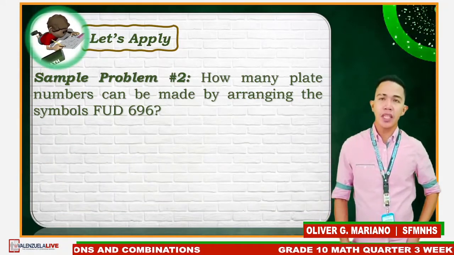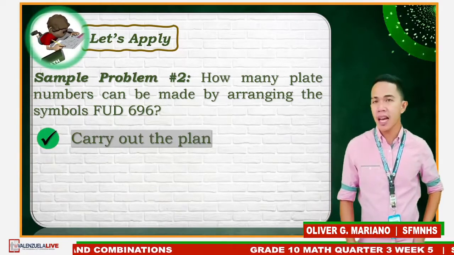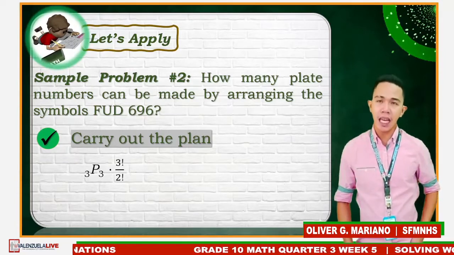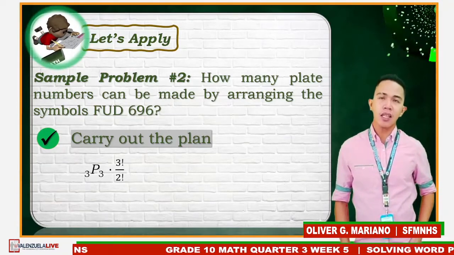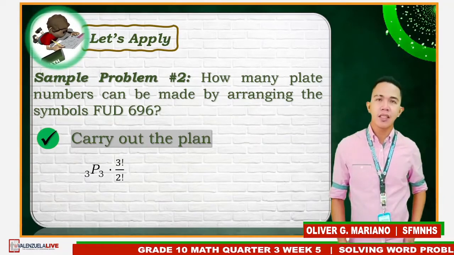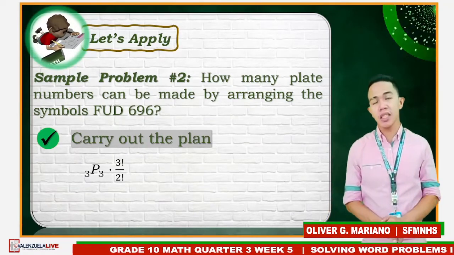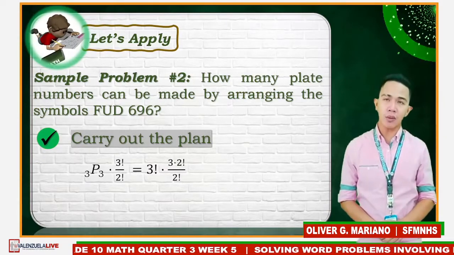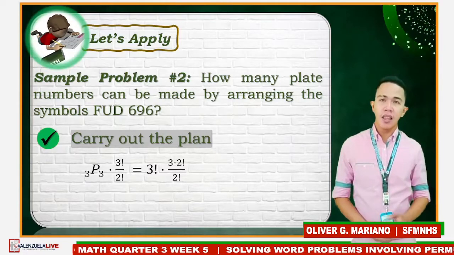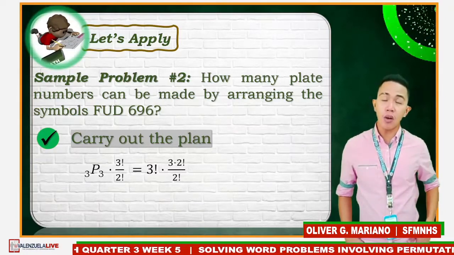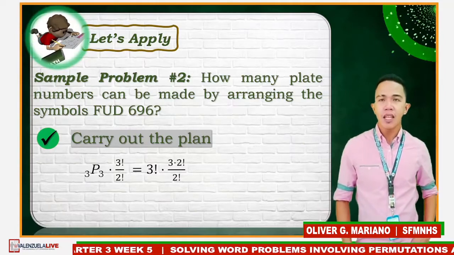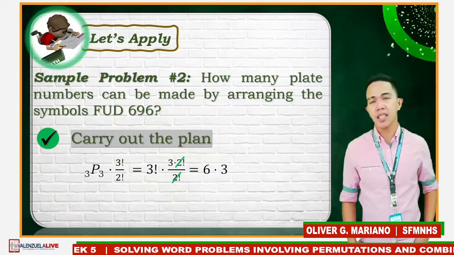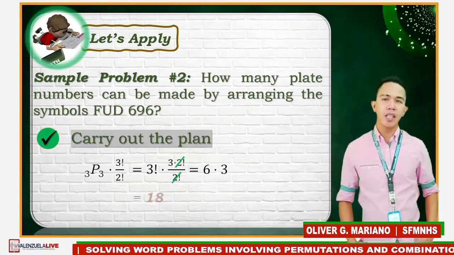Continuing, we carry out the plan. So we have the permutation of 3 taken 3 at a time times 3 factorial over 2 factorial, for the permutation of the letters and digits respectively. This is equal to 3 factorial times 3 times 2 factorial all over 2 factorial. Evaluating further results to 6 times 3, which is equal to 18.